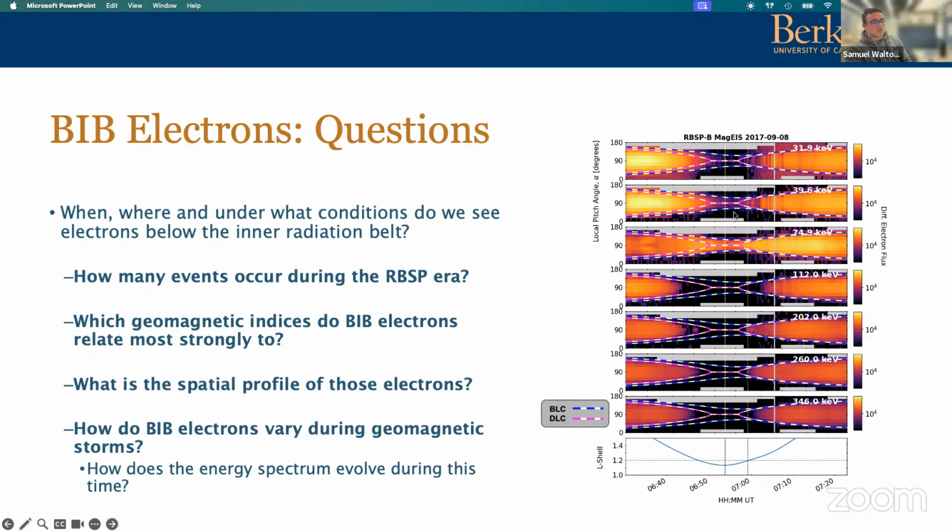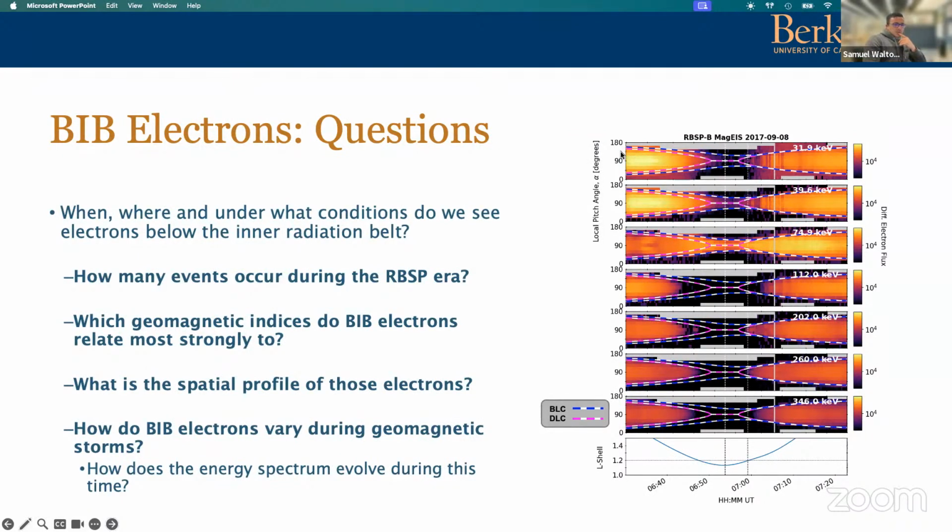So the obvious outlier here is in these two energy channels. Even though there are very few electrons at 31.9 keV, we get clear intense fluxes that are being injected or transported below the inner radiation belt in the channels around 40 keV and around 75 keV, and then nothing again above that.